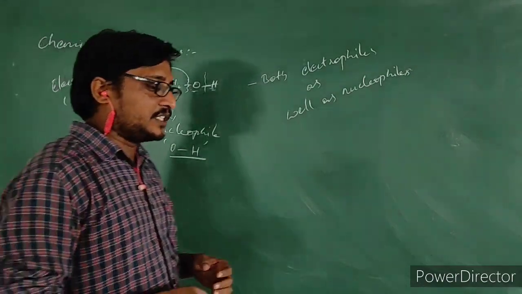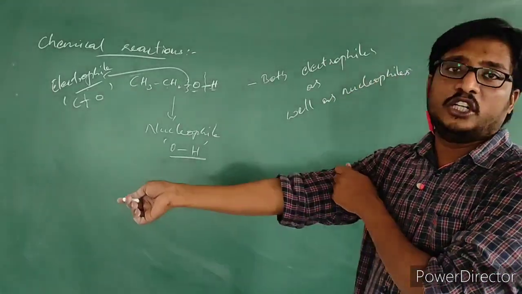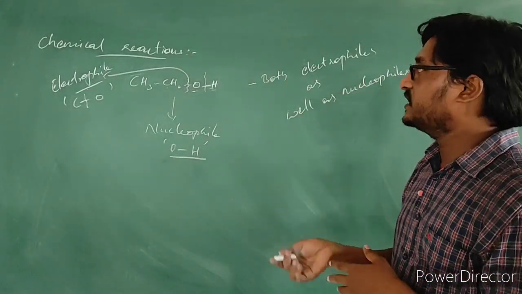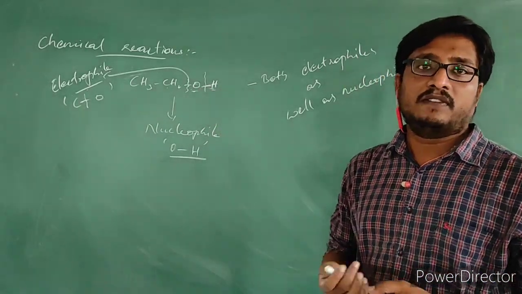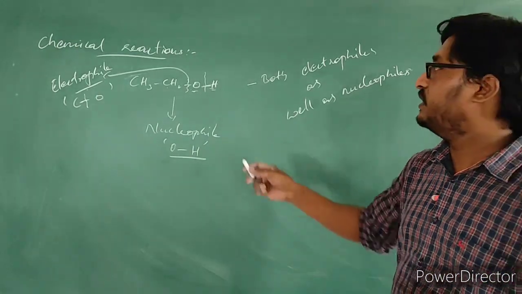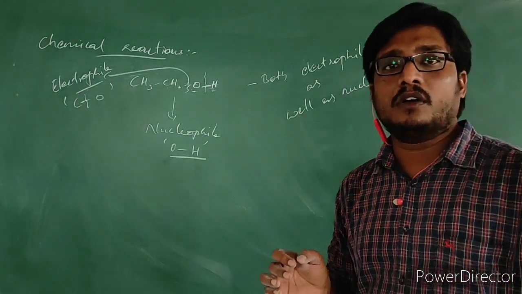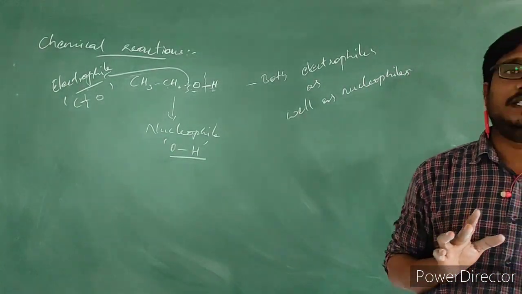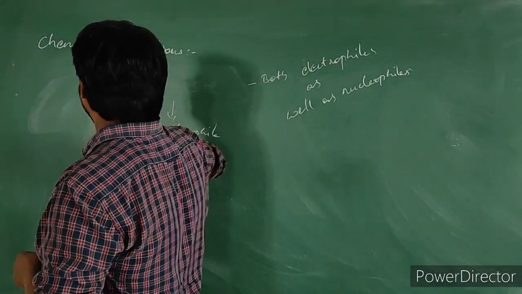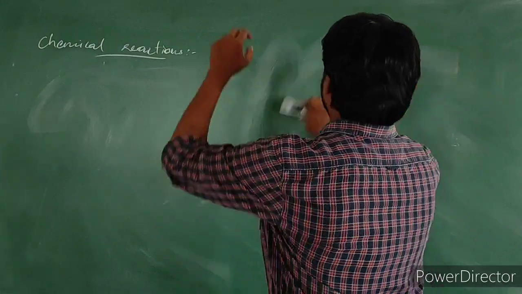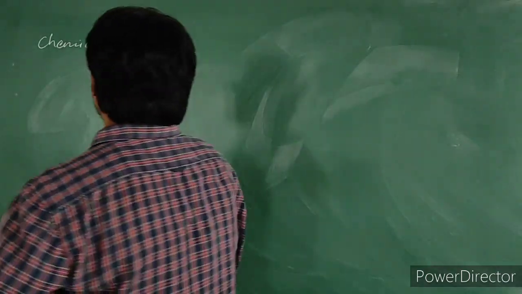So based on the cleavage of the bond, we can divide the reactions into 2 groups: reactions involving cleavage of OH bond, and reactions involving cleavage of CO bond. First we will see reactions involving cleavage of OH bond. Here what you need to remember, alcohols can act as both electrophiles and nucleophiles. This you please remember.